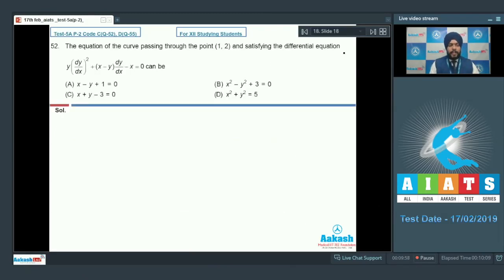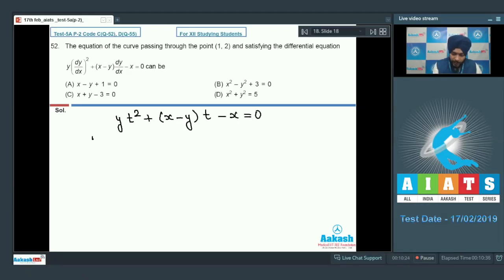Question number 52 says that the equation of curve passing through the point (1, 2) and satisfying the differential equation y into (dy by dx) whole square plus (x minus y) into dy by dx minus x equals 0 can be. Students, what is the scenario over here? We have a quadratic equation in dy by dx. So let us put it equal to t and find out the value of t by using the Sridharacharya formula. Okay. So this is y t square plus (x minus y) t minus x equals 0.